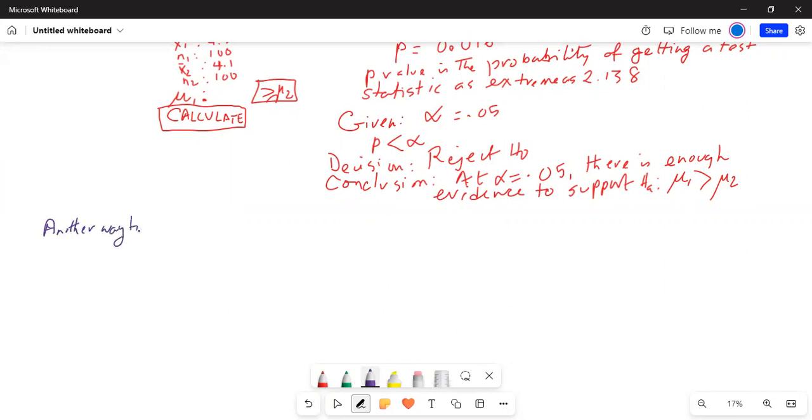In the first way, we calculated the p-value for the test statistic, compared the p-value with the alpha value, p-value less than alpha, we rejected the null hypothesis. Another way to solve the problem.